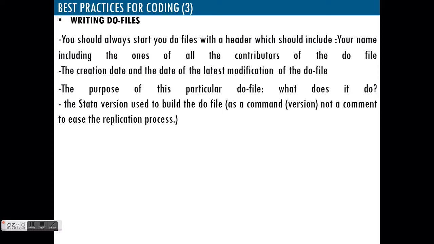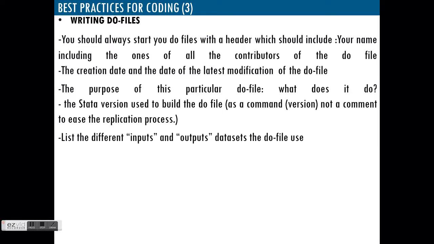You also have to list the different input and output data sets. For instance, you might have some do file that uses a data set, processes it, and then gives you an output data set. So you should be able to list what the do file is doing, and you do that already in the header.